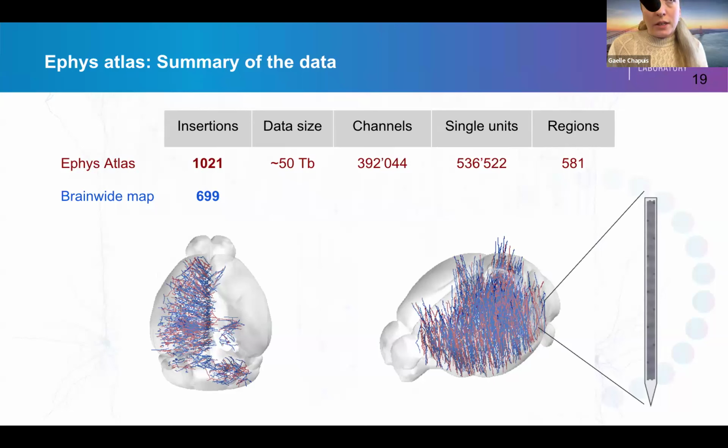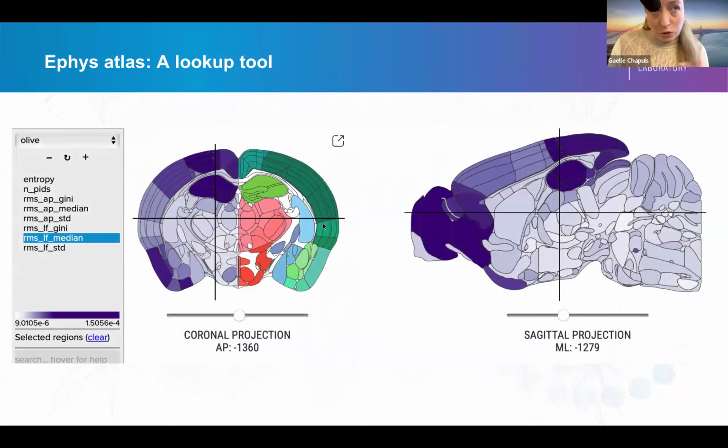Here, this EFIS Atlas data set is nearly double in size compared to our Brainwide Map in terms of the number of insertions that we use. That's because we care a bit less about the strict behavior criterion that we had in the Brainwide Map. The mouse can perform a little bit less well, and it's still fine to use it in this particular data set. Once we have extracted all of this, we can start to build lookup tools.